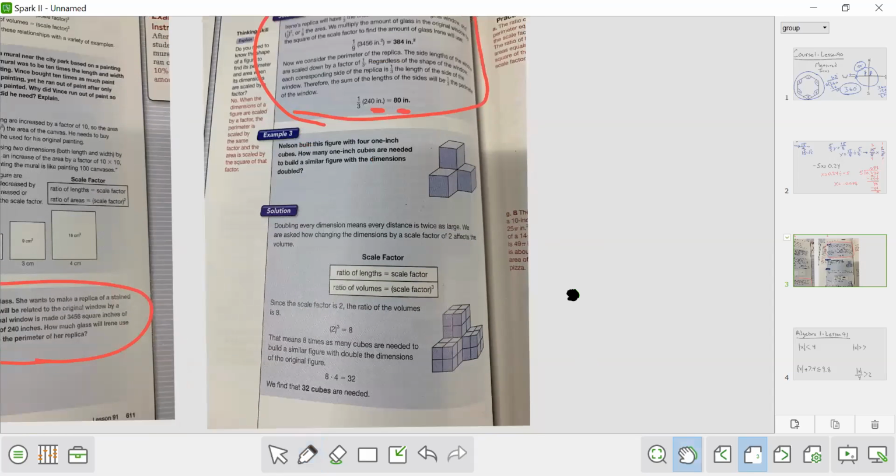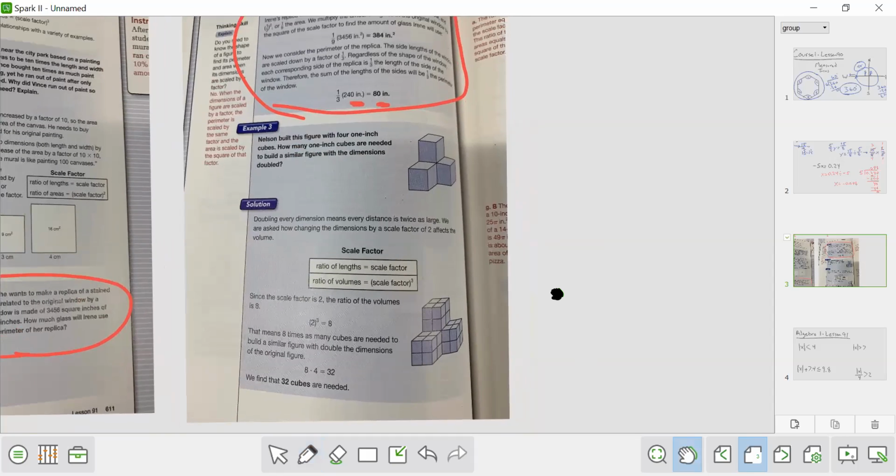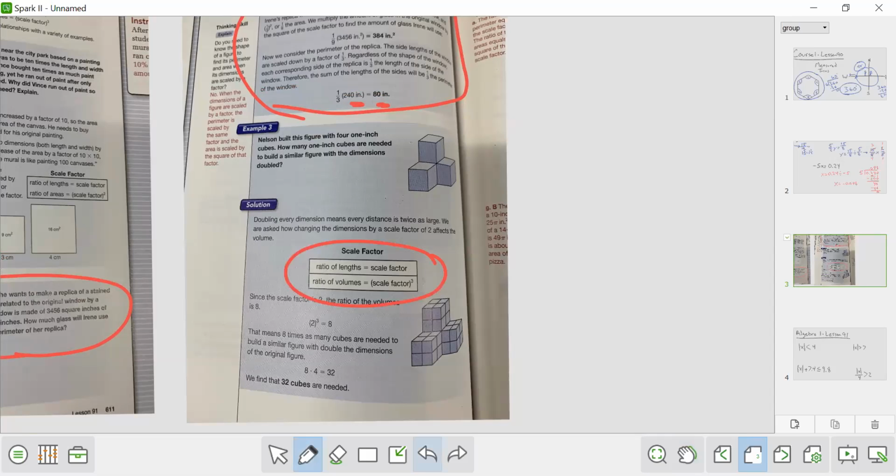And here's one more, because when we talk about scale factor of volume, instead of squared, what is it? Cubed. It's cubed, all right? And so look at this one. Nelson, oh, isn't that cool? There we go. Nelson built this figure with 4 1-inch cubes.